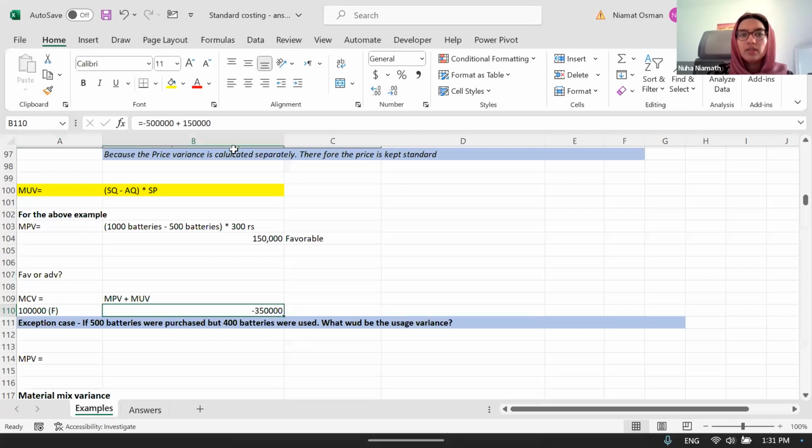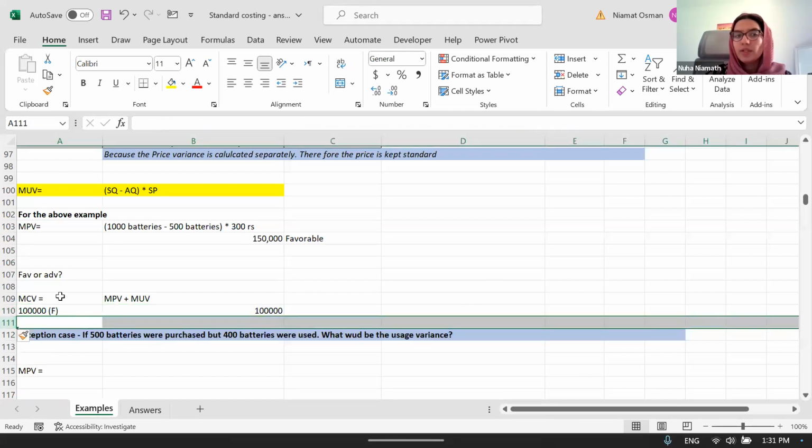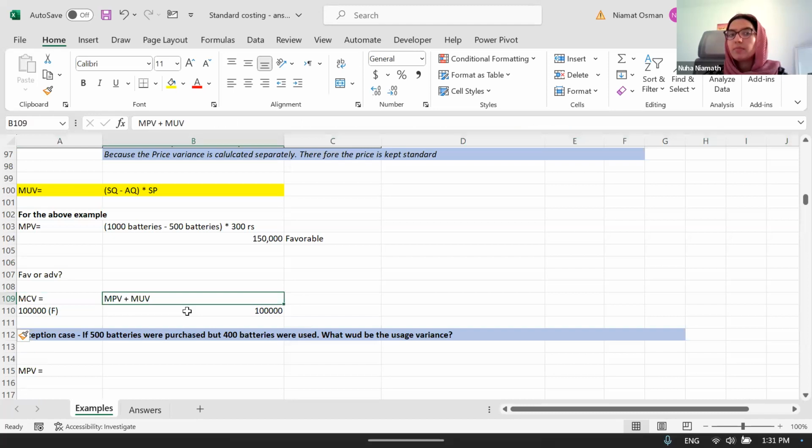So are we getting the same? Yeah. Have we been able to verify the two? Our MCV is equal to MPV plus MUV.